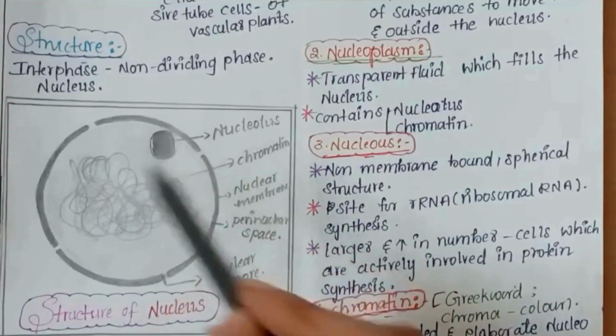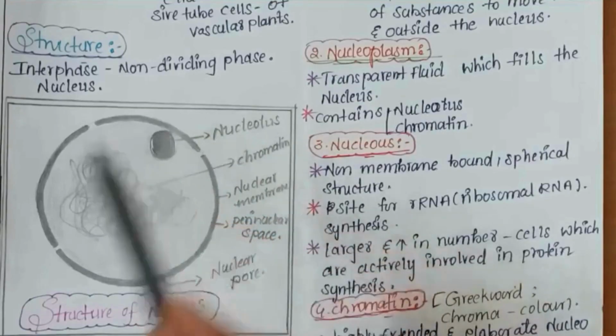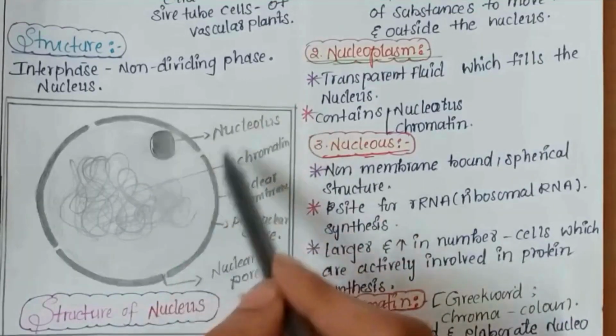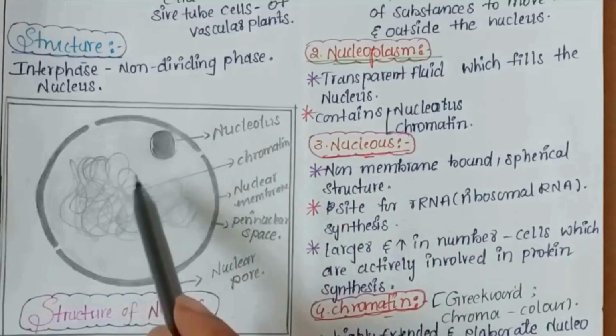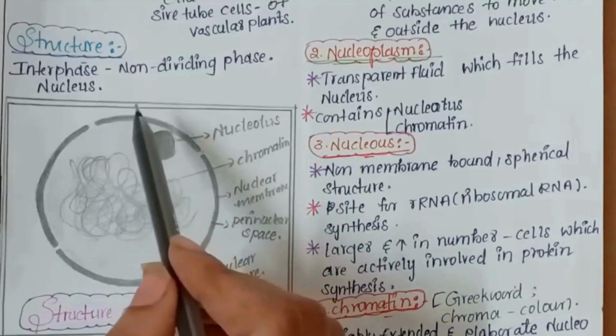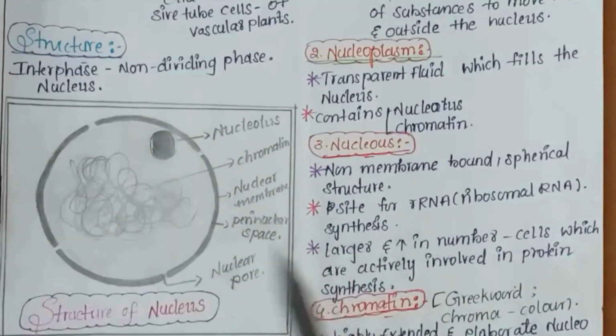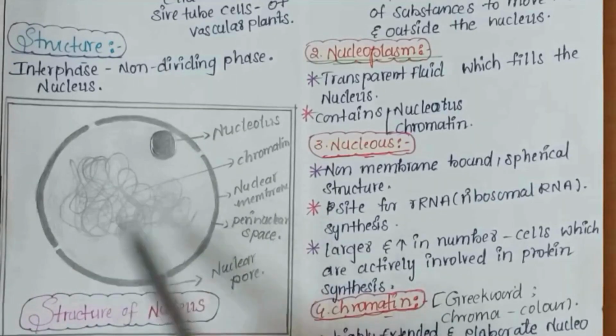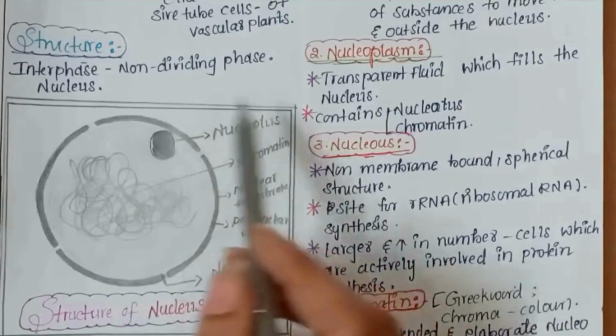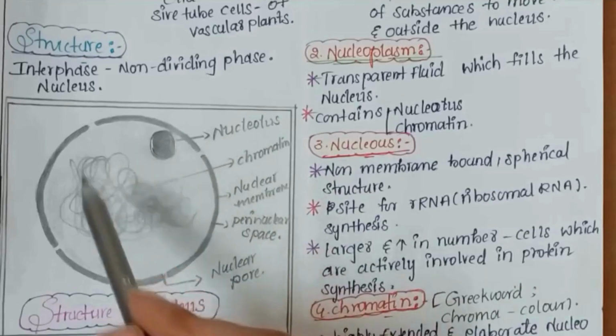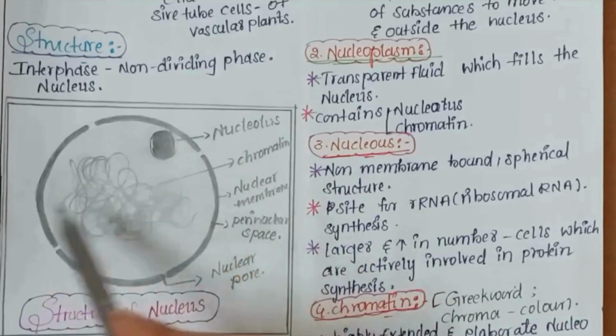This is a site for ribosomal RNA synthesis. If there is a large number of nucleoli present in a cell, that indicates that the cell is actively involved in protein synthesis.